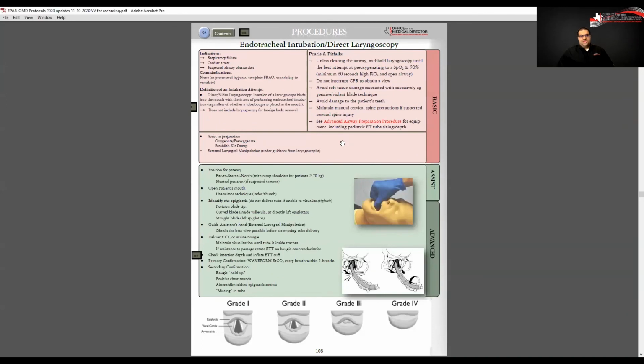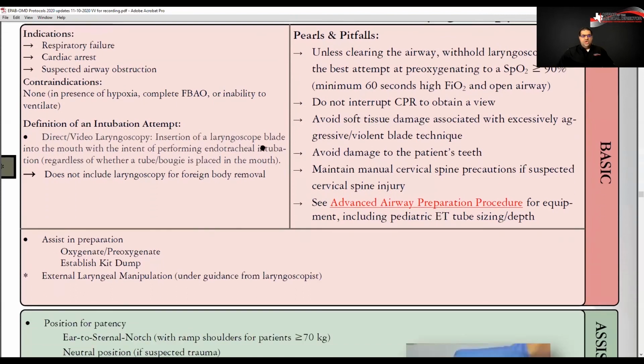For our direct laryngoscopy endotracheal intubation procedure, a couple small items. One, we historically haven't had a true definition of an intubation attempt. This is a standard definition that's accepted pretty much nationwide by most EMS services. Really, it's the insertion of a blade in the mouth with the intent of performing endotracheal intubation.